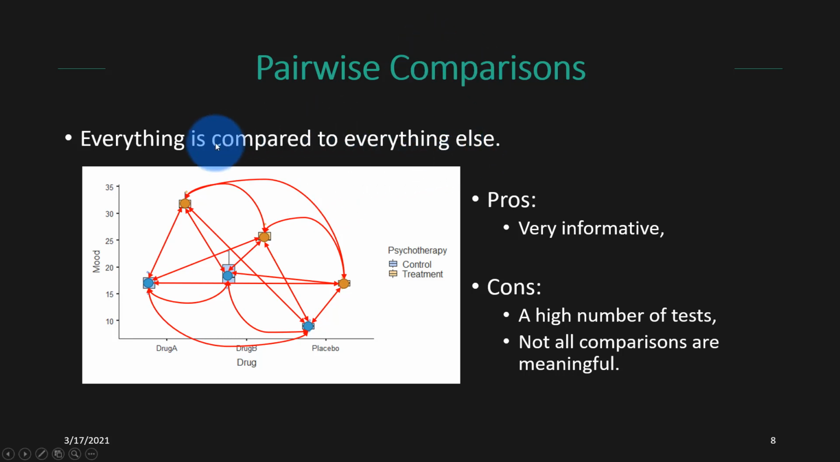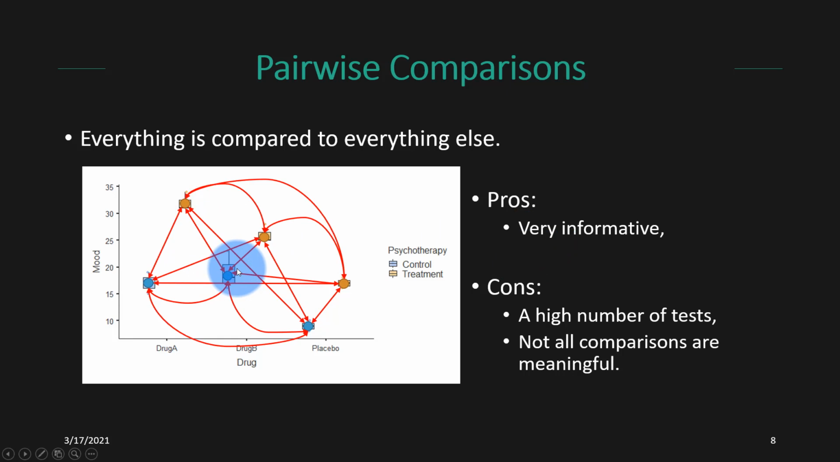The basic idea behind pairwise comparisons is that everything gets compared to everything else. So in the wake of this statistically significant interaction, if I ask for pairwise comparisons, which is the default in R, SPSS, in Jamovi, right? A lot of different stats programs will give you everything compared to everything. And that can be helpful. It is very informative because we're comparing every group to every other group.